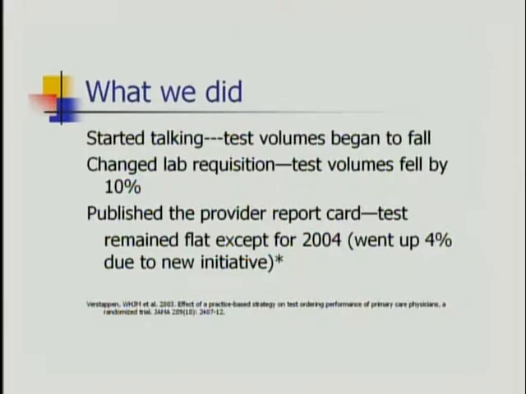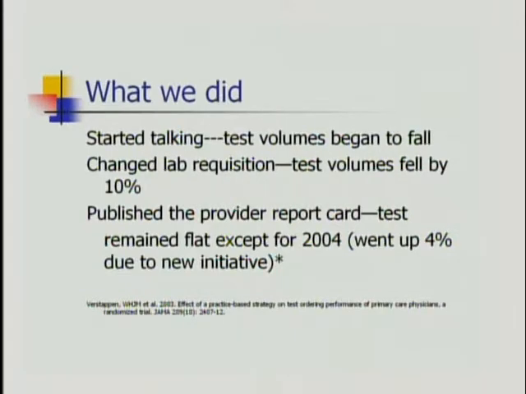So here's what we did. We started talking about, gee, we seem to have a problem with our outpatient utilization. And then immediately, somehow, test volumes started to fall. That's all we did. We just started talking about it. And there's a certain psychology to this, I think. We changed our lab requisition. I went through the lab requisition line by line, and I eliminated about 40% of the tests.